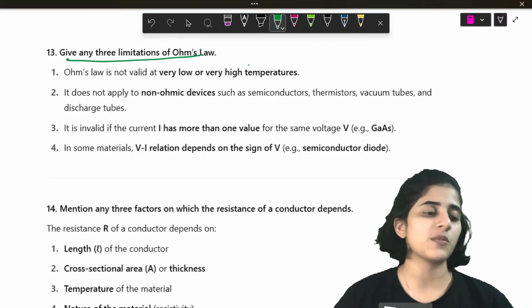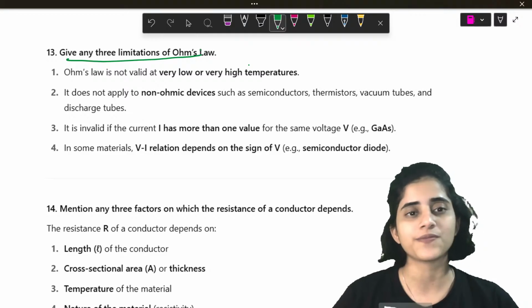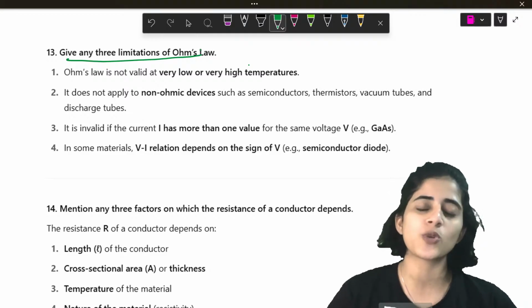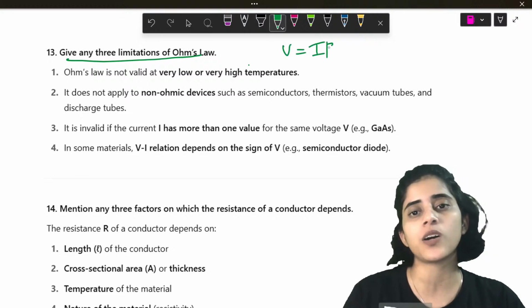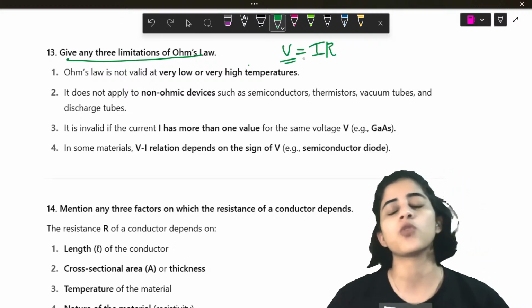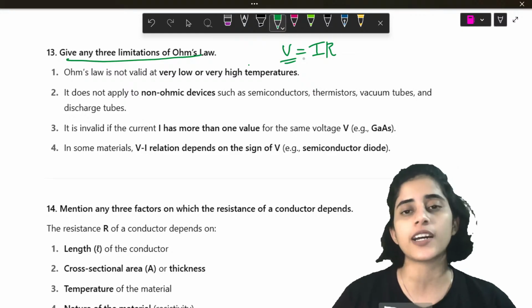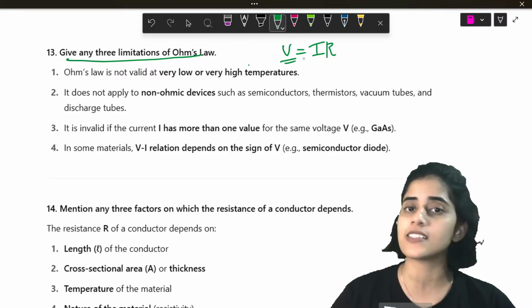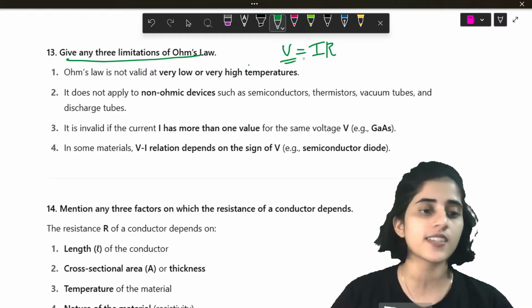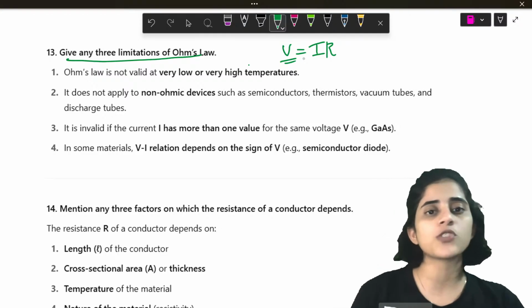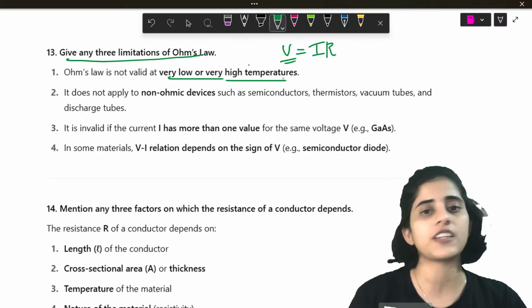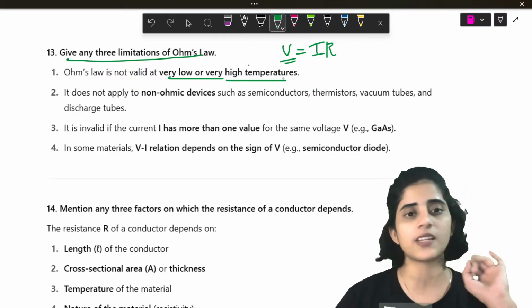Give any three limitations of Ohm's law. What is Ohm's law? What does Ohm's law state? The very famous law that states V is equal to IR. That is, the voltage is always proportional to current for a fixed resistance at an absolute constant temperature. So, Ohm's law is not valid at very low or very high temperatures, is the first limitation.